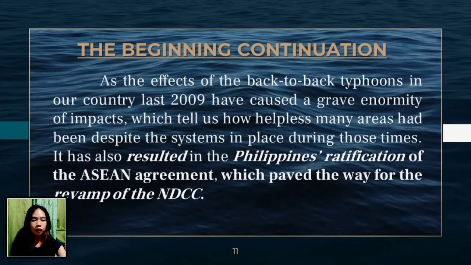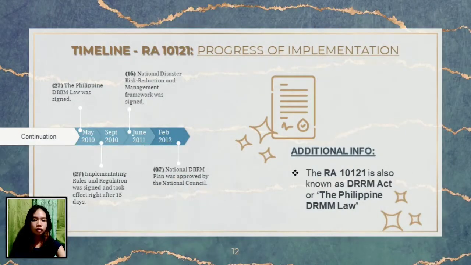The effects of the back-to-back typhoons in our country in 2009 caused a grave enormity of impacts, which also tell us how helpless many areas had been despite the systems in place during those times. It also resulted in the Philippines' ratification of the ASEAN Agreement, which is also the ASEAN's commitment to the Hyogo Framework for Action. It has paved the way for the revamp of the NDCC. Now, this is the timeline of the progress of implementation of the DRRM law.